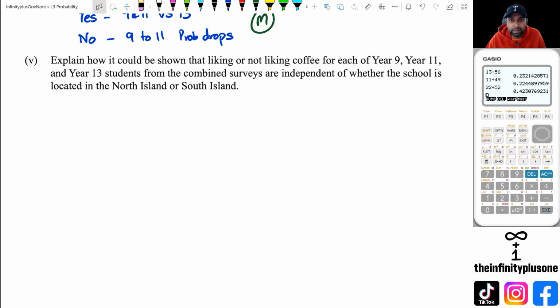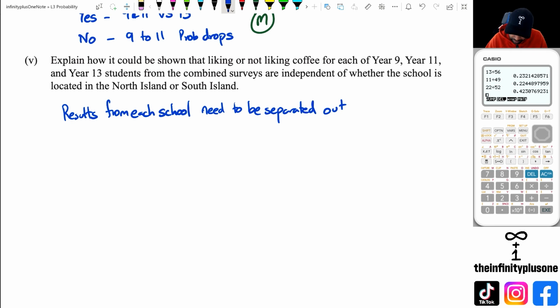Okay, the next one. So part 5, explain. I guess the first thing is that you basically need to take results from both schools, from each school. Combined surveys, because it's a combined survey, right? So we've got to take results from each school and separate it out. So it needs to be separated out, results from each, and also for each group as well. So we've got to separate each school and the group across both islands.